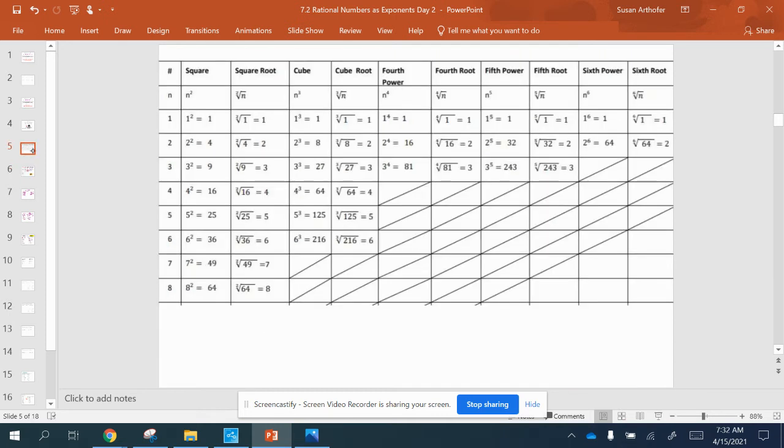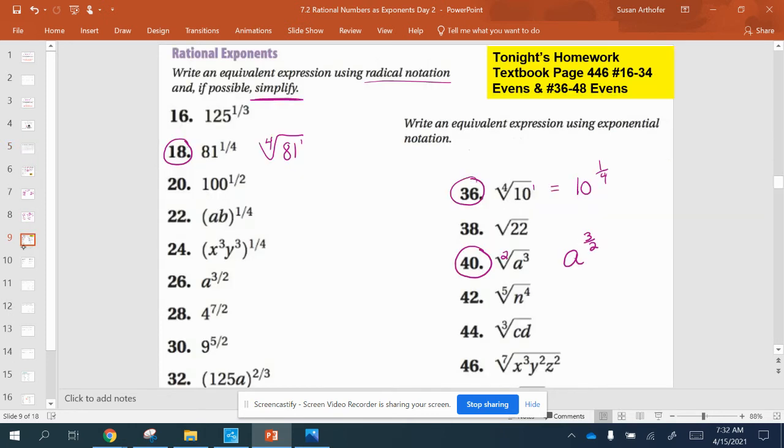That's why I filled in these spots with diagonal lines, because I didn't want you to think you had to do all of them, because obviously it could keep going, right? You could do the fourth root of the next number. So if it's on this chart, you need to convert it. So where's my homework? The fourth root of 81 simplifies to 3.